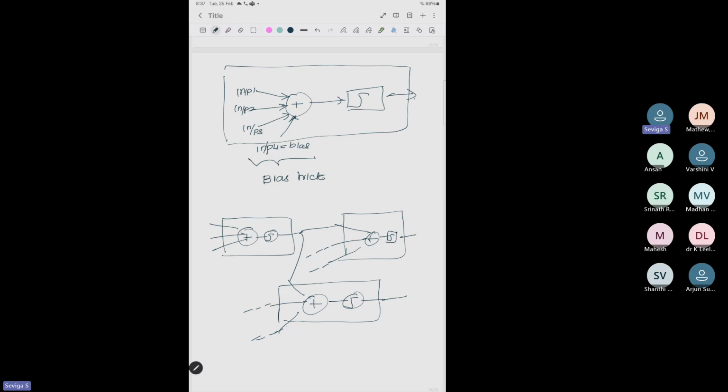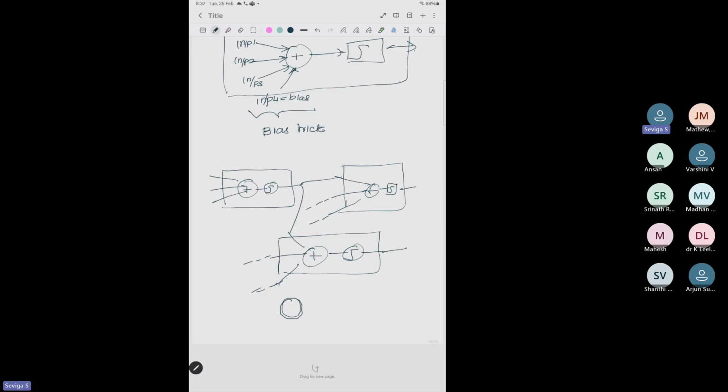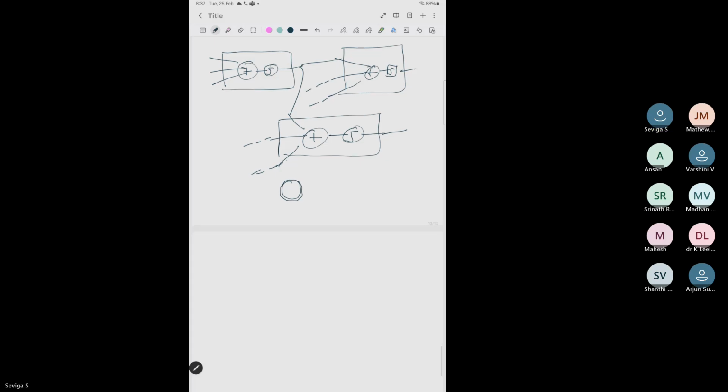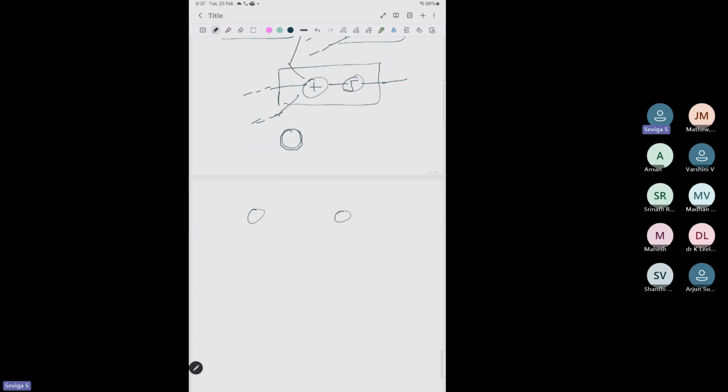So later on, we will not be representing like this. We will just represent one circle. One circle means one neuron. So for example, imagine that you have 6 neurons. Let me name them A, B, C, D, E, F. So the output of this neuron is going to all the other 3 neurons. The output of C is going to D, E, and F.